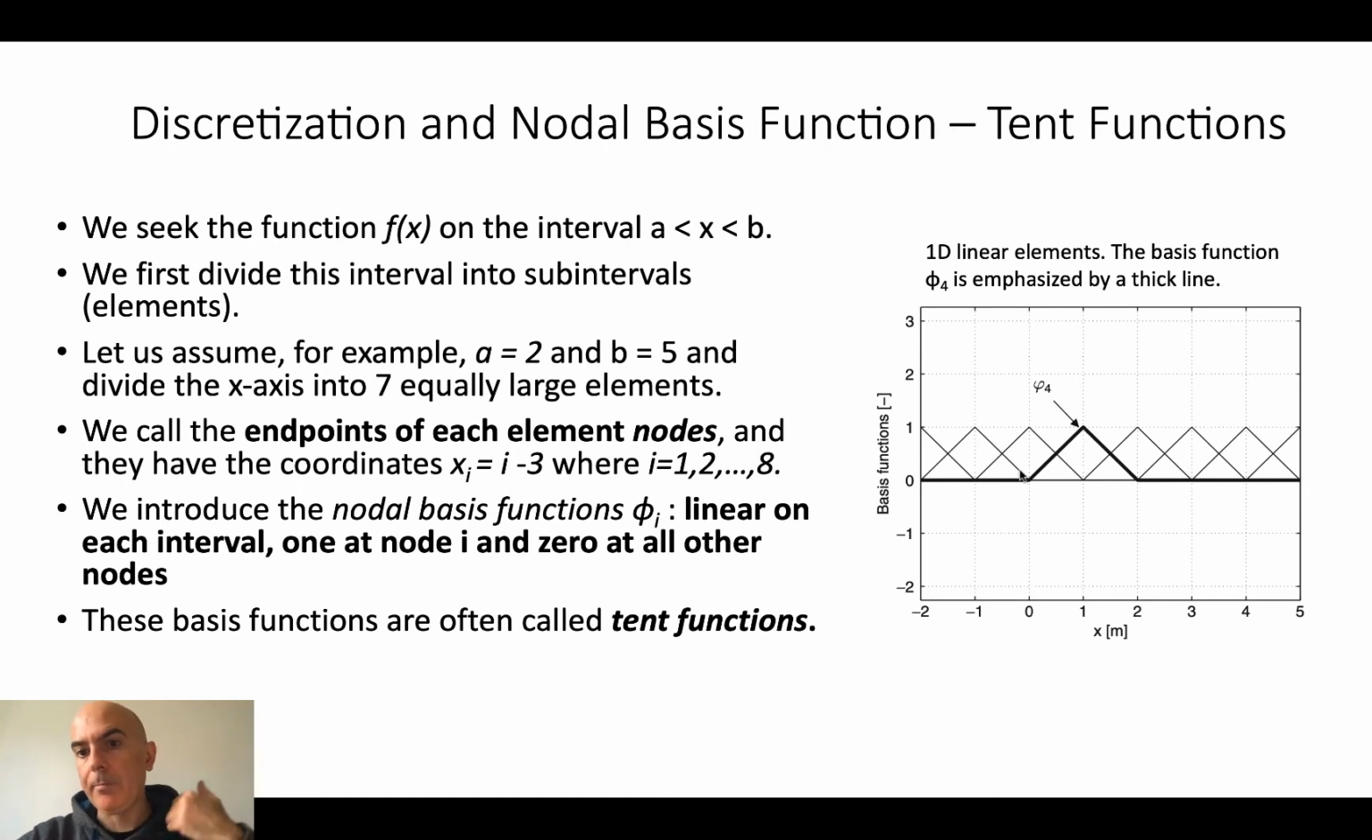If we take phi 3, that is the basis function with index 3, then our basis function will be the following. It is here, then we have a linear behavior that goes to 1 for node equal to 3, and then a linear behavior from node 3 to node 4. The rest will be all 0, aside here and here.